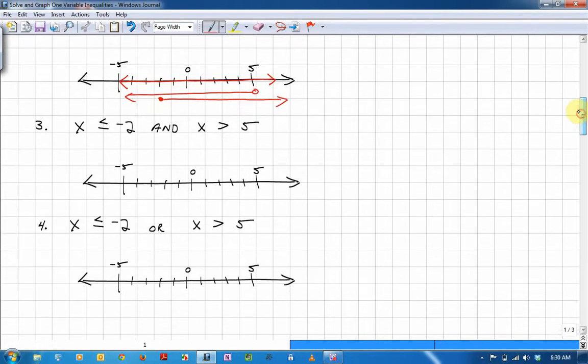Okay, let's go down to the next one. And we have another "and". This time we have x is less than or equal to a negative 2. So down here to negative 2, closed dot, all values less than. And over on the other side, we have x is greater than 5, so that would be an open dot, all values going this way. And it's the overlap of the two lines, and there is no overlap. So this would be one where the actual solution, where they cross, there isn't any, so this is a no solution.